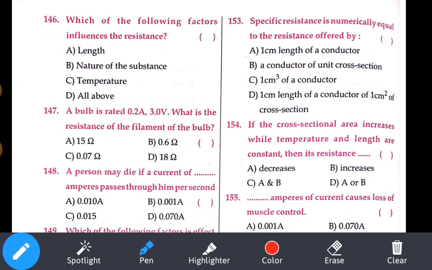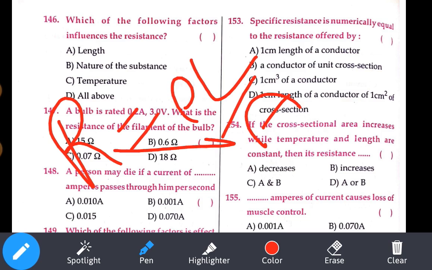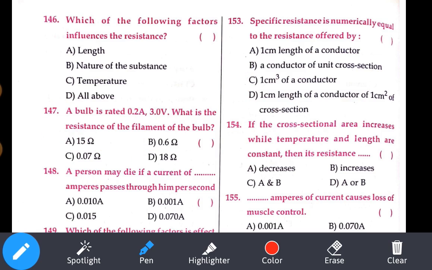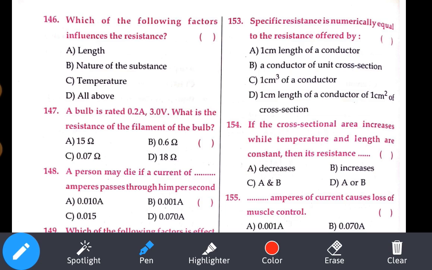What is the 154th question? If the cross sectional area increases while the temperature and the length are constant, what happens to the resistance? Just now we have seen the resistance formula, R is equal to rho L by A. Now if you observe the relation between area of cross section and the resistance, both are inversely proportional. If the area is increased, then resistance will decrease, right? So option number A will be the answer.